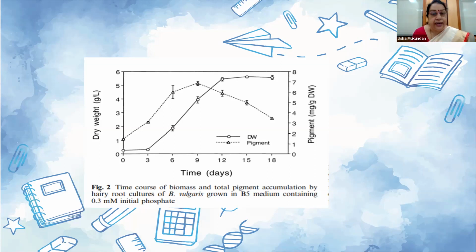Very simple for betalain. You have to just extract in water, centrifuge, use the filtrate and do a spectrophotometric reading, and you can quantify the amount of pigment which has been produced. So as you can see here, you can see the growth curve for biomass, and this is the curve for pigment accumulation. It was a good system because you need not grow the roots for a very long period of time. Maximum period you grew them for 12 days. So one study would be completed in 12 days.